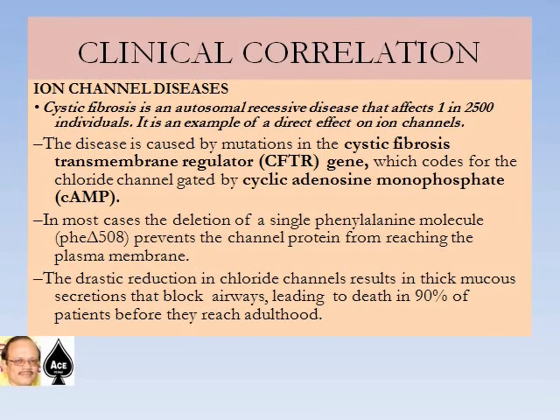Clinical correlation of what was said in the concept so far on channels. Ion channel disease: cystic fibrosis is an autosomal recessive disease that affects 1 in 2,500 individuals. It is an example of a direct effect on an ion channel. The disease is caused by mutation in the cystic fibrosis transmembrane regulator gene, the CFTR gene, which codes for the chloride channel gated by cyclic AMP.